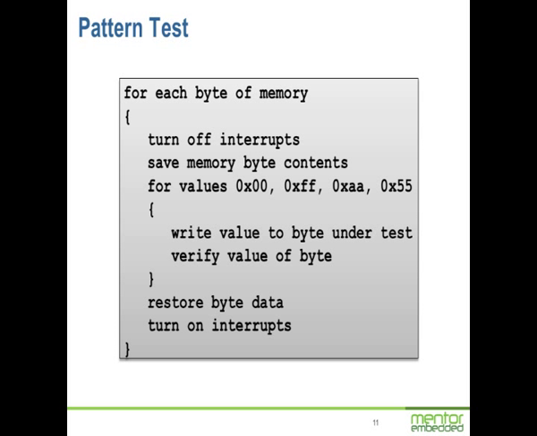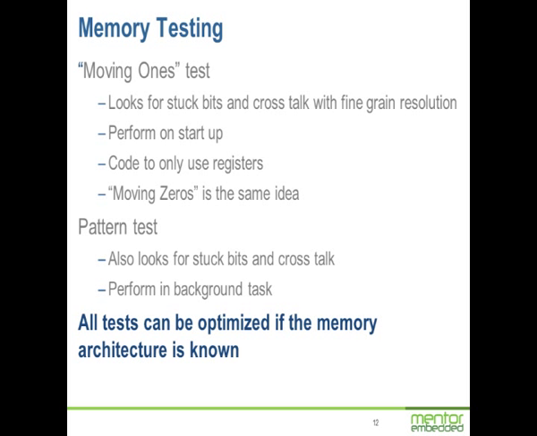A key thing about these tests, particularly the moving ones test, is it can take forever if you have a lot of memory. But you can actually optimize the test if you know the memory architecture, because you may be able to say, well, there's no possibility of these two areas of memory interacting, so we don't need to test them together. We can test them individually, and that will speed up testing enormously. So if you know about the architecture, you can leverage that.